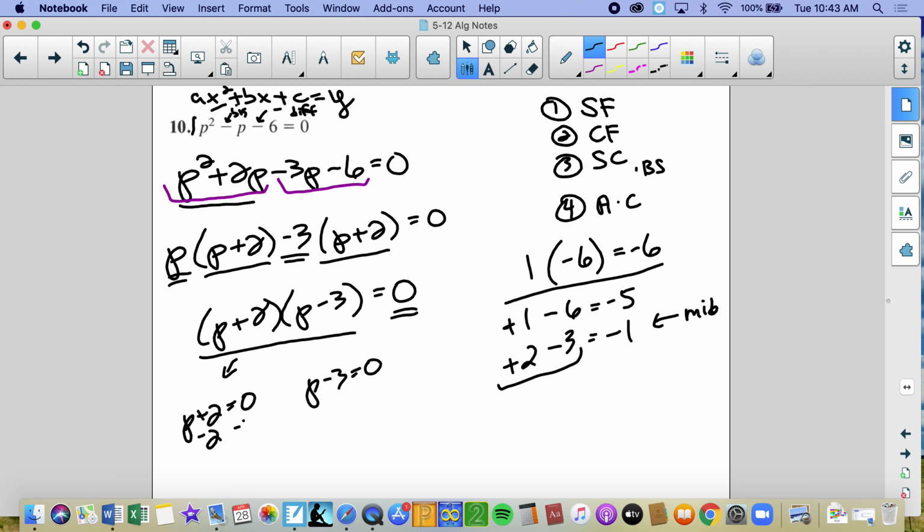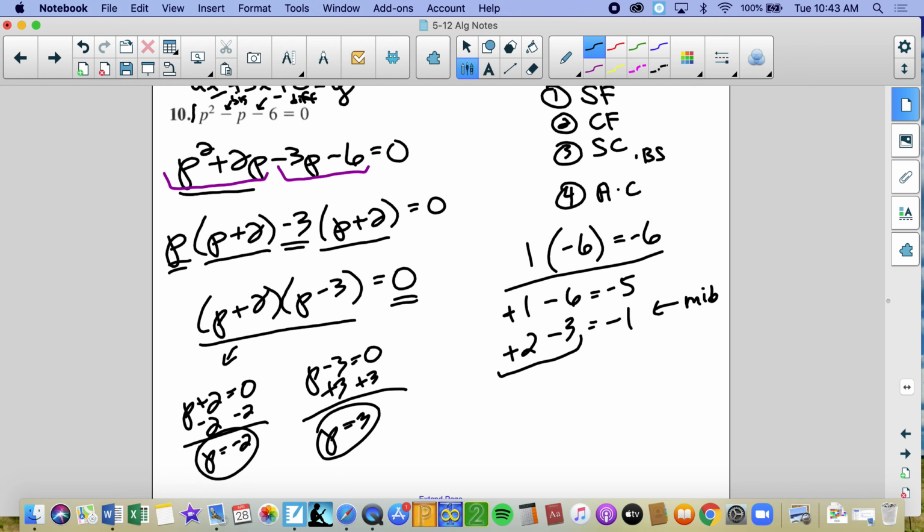So subtract 2, p equals negative 2. Add 3, p equals 3. So my solutions to this problem are going to be negative 2, 3. Remember that you always want to list your numbers in numerical order. So I just found the solutions. What are the values of p?